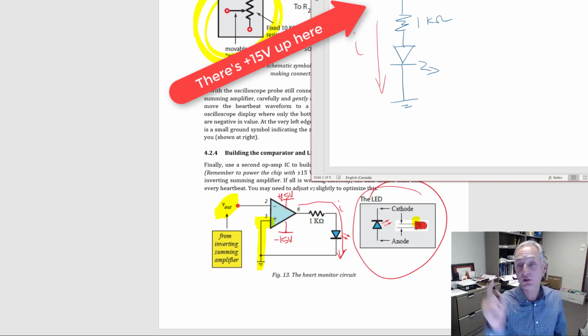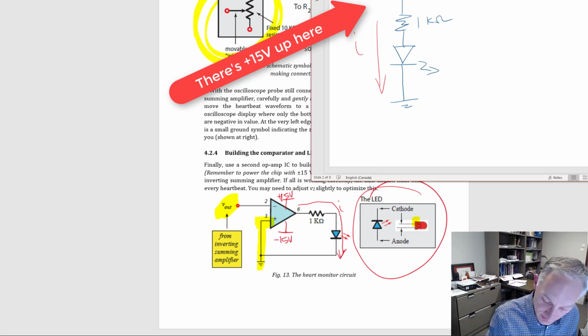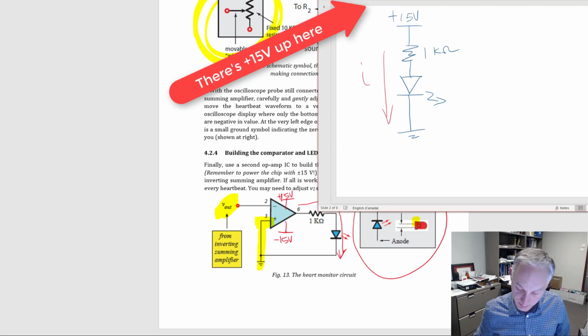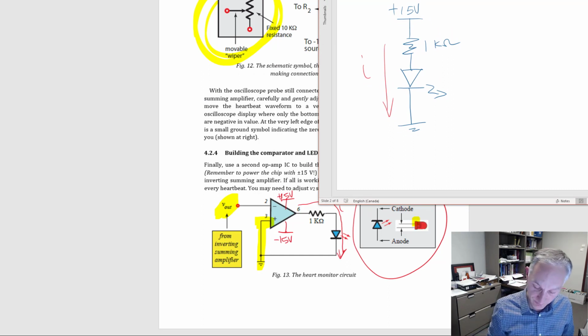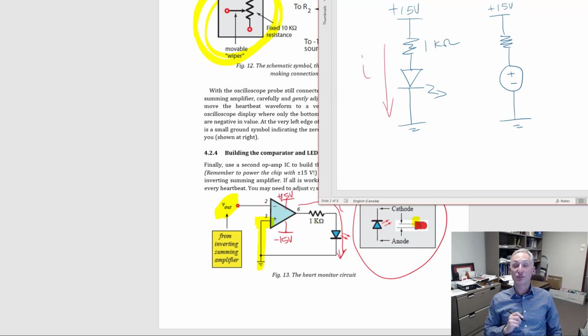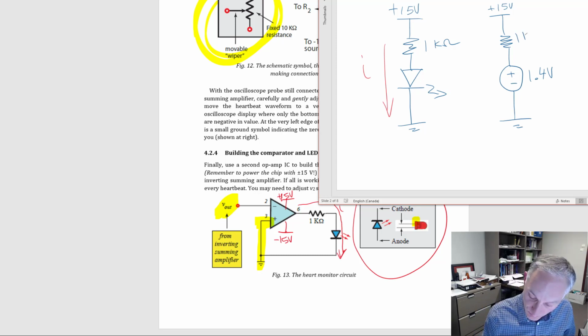Now what's interesting is when current is flowing through an LED, it actually behaves as a voltage source. Oh, you couldn't see the top part here. 15 volts. There we go. So when we have an LED and current is flowing through it, it behaves as a very strange device. It actually approximates a voltage source that's reverse biased. So it looks like about 1.4 volts, and then that's still 1K.